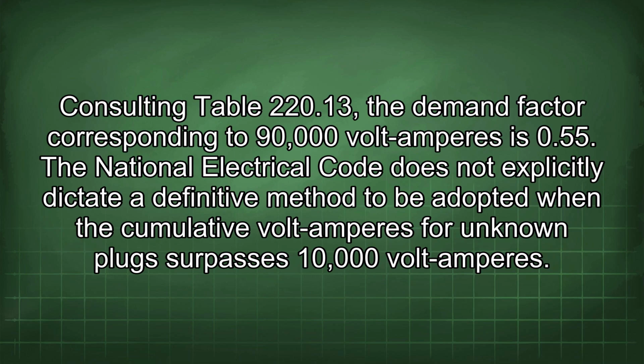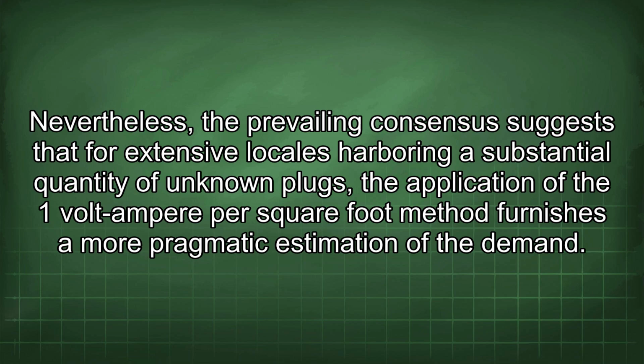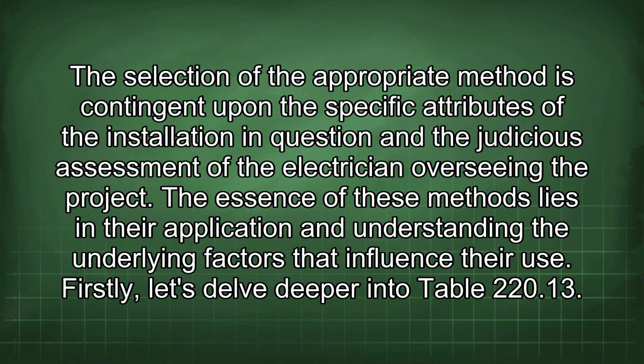Consulting Table 220.13, the demand factor corresponding to 90,000 volt-amperes is 0.55. The National Electrical Code does not explicitly dictate a definitive method to be adopted when the cumulative volt-amperes for unknown plugs surpasses 10,000 volt-amperes. Nevertheless, the prevailing consensus suggests that for extensive locales harboring a substantial quantity of unknown plugs, the application of the 1 volt-ampere per square foot method furnishes a more pragmatic estimation of the demand. The selection of the appropriate method is contingent upon the specific attributes of the installation in question and the judicious assessment of the electrician overseeing the project.